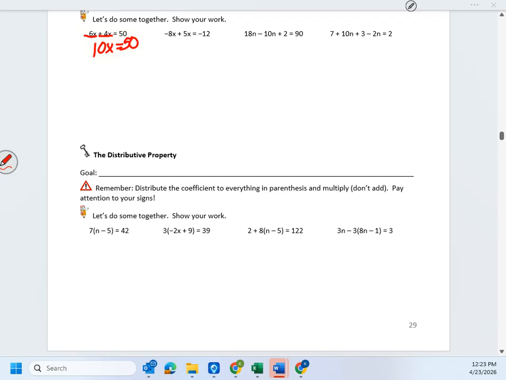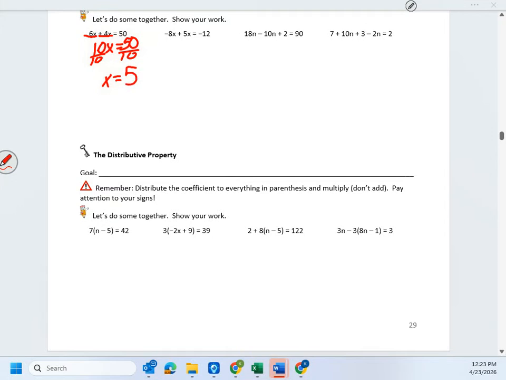What's my next step going to be? Joe? Yeah, I need to find my value for x. How do I do that? Joe? Oh, I need to move the 10 to the opposite side, so I'm left with just an x. To move to the opposite side, we do our opposite operation. This is multiplying, so I need to divide both sides by 10. 10 divided by 10 is that 1x. 50 divided by 10 is 5.